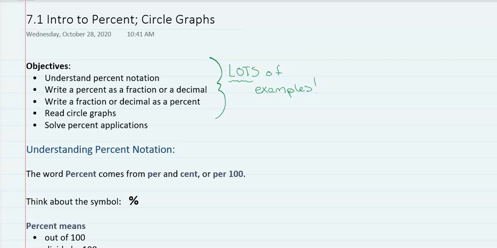Hi there. We're going to be talking about percent today, and we're just starting the chapter on percent. We're going to do an introduction and talk about circle graphs. One thing you're going to see in this section is that I'm going to be teaching with lots and lots of examples. So I do a little introduction to the topic, but then I mostly do examples for the rest of the time. So I'm going to start with understanding percent notation.